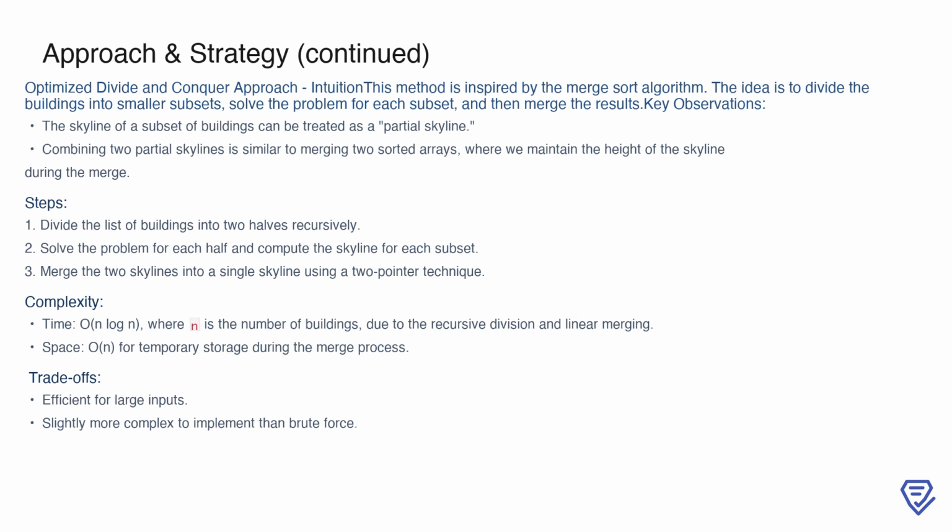This approach involves recursively dividing the list of buildings into two halves, solving the problem for each half, and then merging the results using a two-pointer technique. The time complexity of this method is O(n log n), due to the recursive division and linear merging, and it uses O(n) space for temporary storage during the merge. While this approach offers a significant boost in efficiency compared to brute force, it is slightly more complex to implement, which is a trade-off to keep in mind.